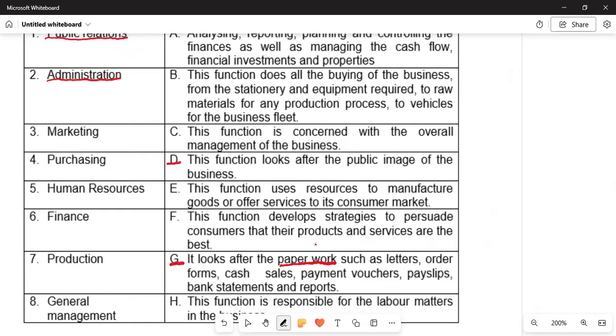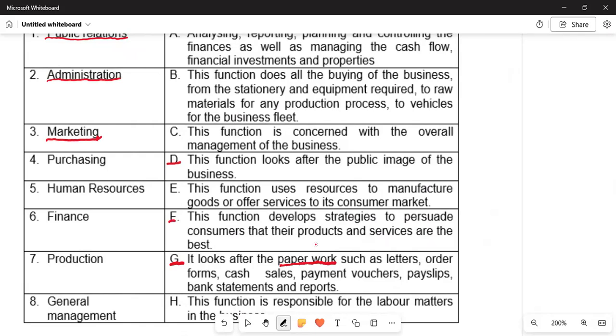Now we are coming to the marketing function, and we want to see how we are going to match it. You remember when we were talking about the marketing function, we were talking about conducting market research and analysis, doing what you call prospecting, finding out the needs of the customers. So now let's see how we are going to match it. Marketing. Now let's go to F.